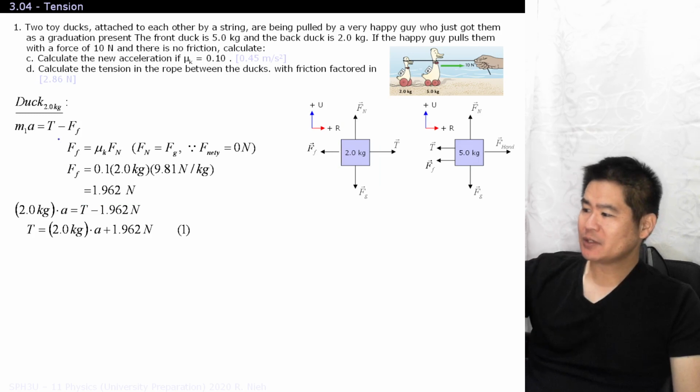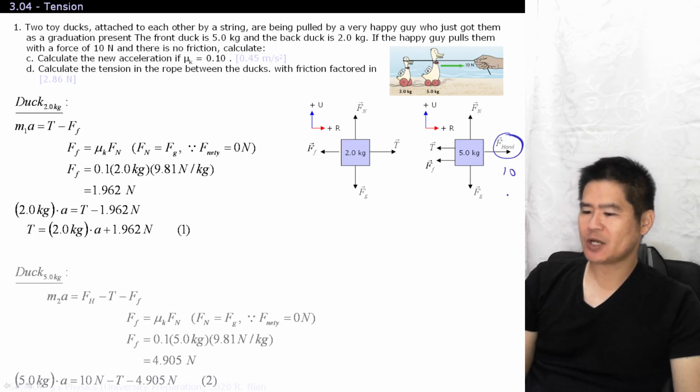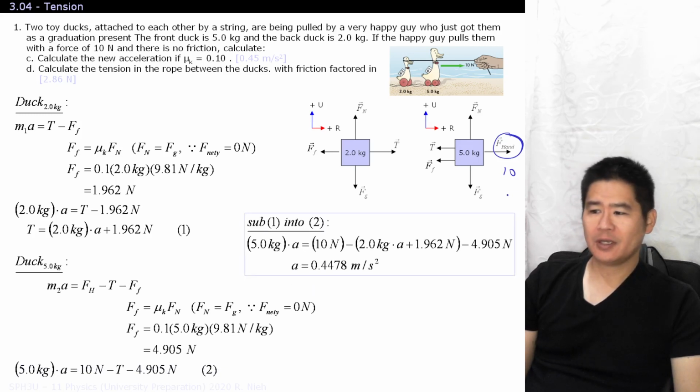As for the second object, you have the forward force of 10 newtons. So 10 newtons, subtract tension, subtract the force of friction, will equal your ma. Sub equation 1 into equation number 2, and you'll find out the acceleration has dropped quite significantly.